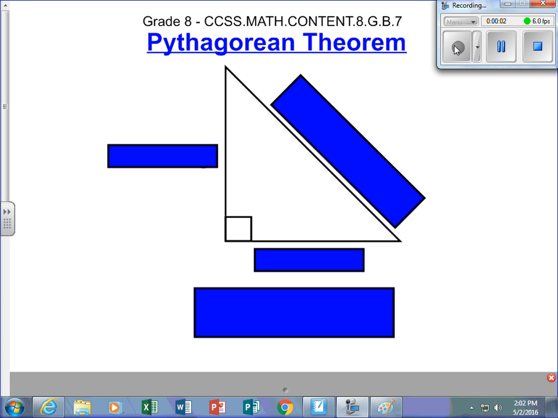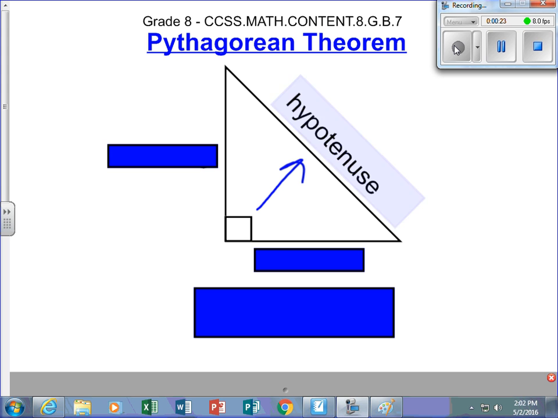Okay, so here we're looking at an 8th grade lesson on the Pythagorean Theorem and how we can apply it to find a missing side length of a right triangle. In order to understand the Pythagorean Theorem, we have to know the side lengths of a right triangle. Always across from the right angle, that's our hypotenuse. And the other two sides are called our legs.